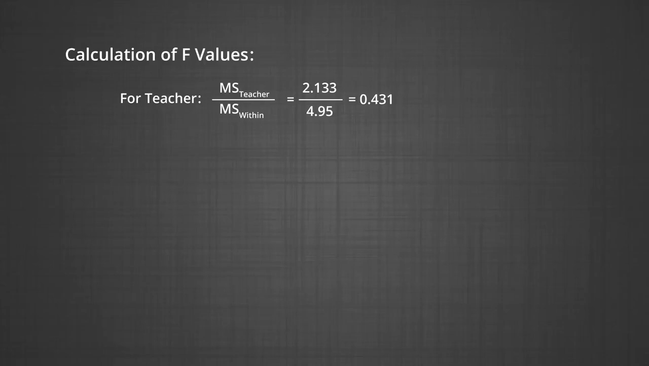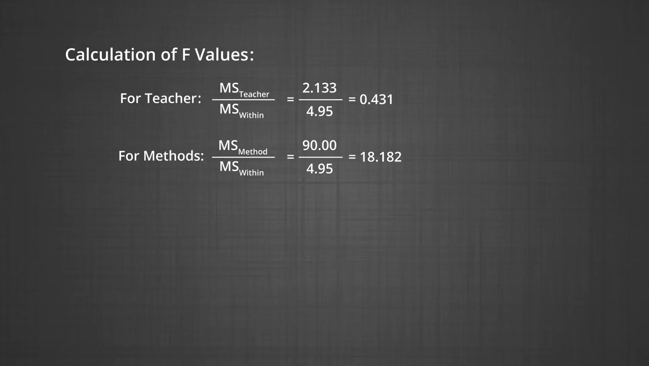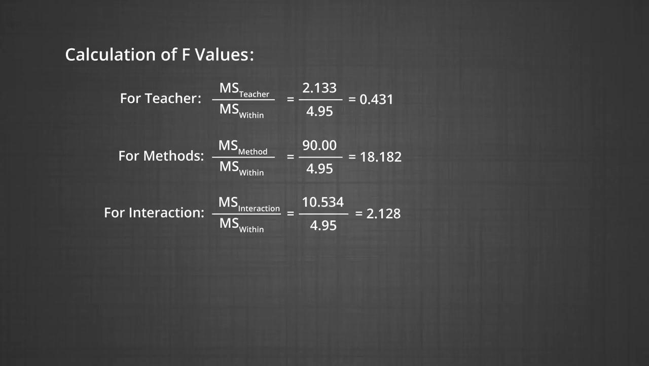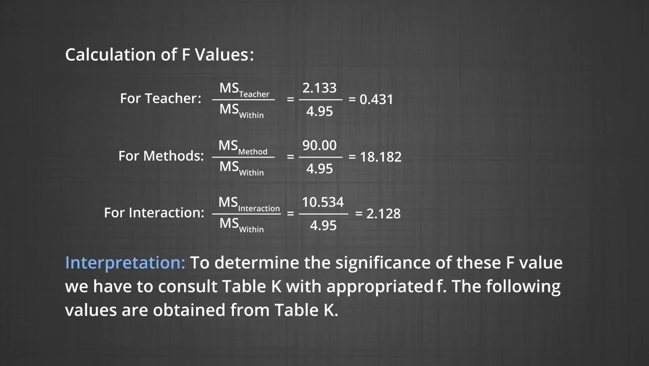Now, calculation of F values are like this. For teacher, we divide MS teacher by MS within, and we get the value 0.431. For method, we divide MS method by MS within, we get the value 18.182. For interaction, we divide MS interaction by MS within, we get the final value as 2.12, as shown in the above table. Now, I come to the interpretation.